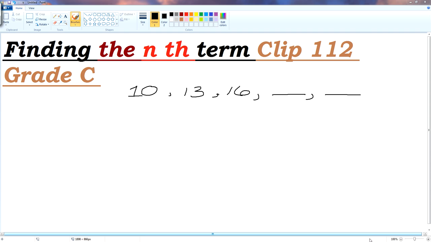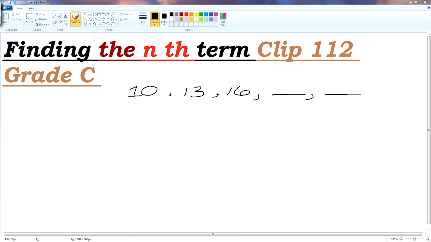My student, Amina. We are looking at finding the nth term. Clip 112, grade C Mathswatch CD work. This question is not necessarily from that page, but it's similar. We're looking at linear number patterns.